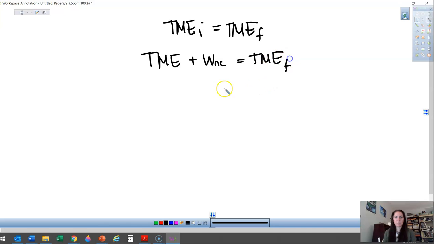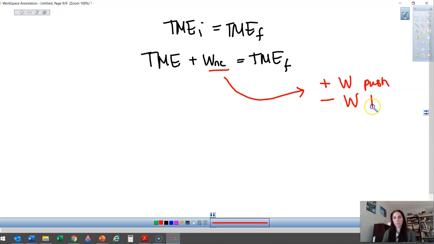Set up an equation that models this. Now, two things from this. First of all, this has signs, so you have to be careful. You add work when you're pushing something, and you take away work when you have friction. So those have signs. If you have friction, you've got to make that negative.